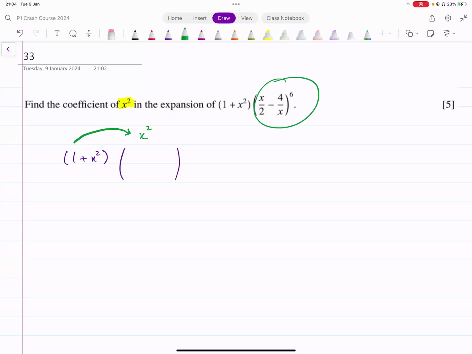We need the x squared term. What do we need to multiply x squared by to get an x squared? Well, x squared will need to be multiplied by a constant, right? That's when we can get x squared. So what does constant mean? Constant means x raised to a power 0.